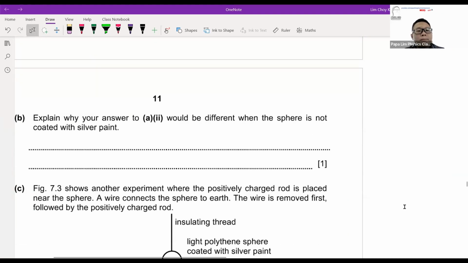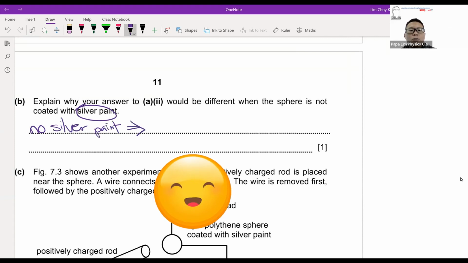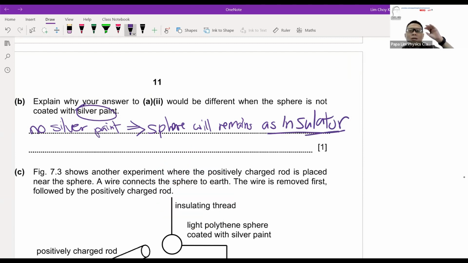Now at part 2, if the sphere is not coated with silver paint, like I mentioned before, there's no silver paint, so your polythene sphere will remain as an insulator. And an insulator, like we all know, you cannot charge by induction, because the charges cannot move. Thus it will remain uncharged. It doesn't allow the electrons to move.